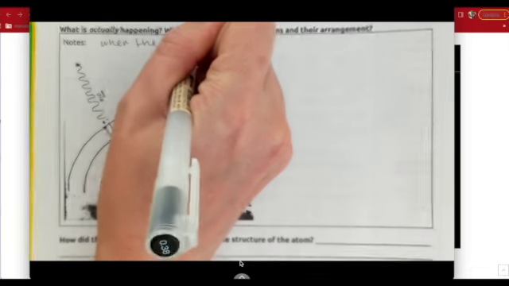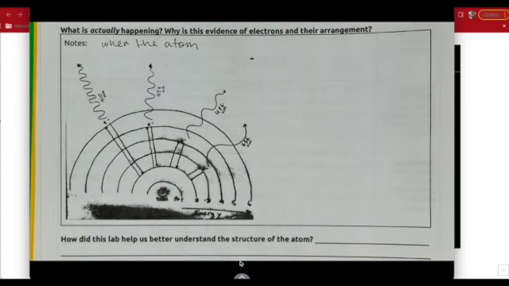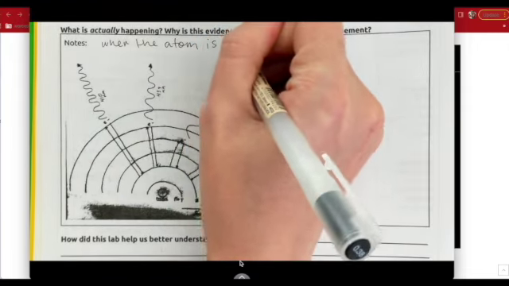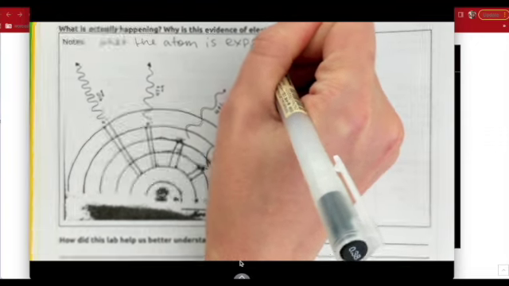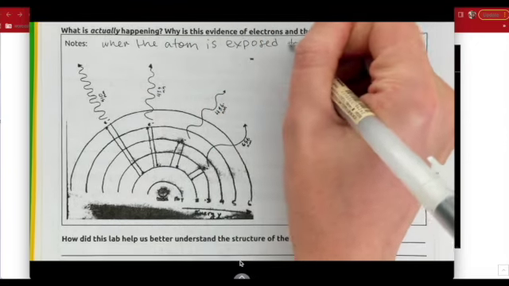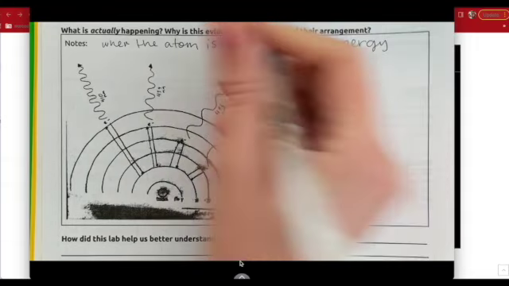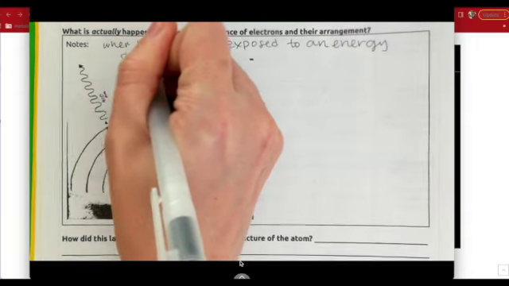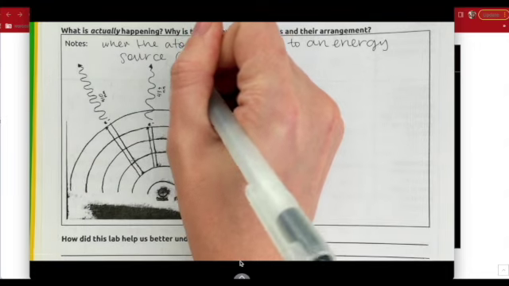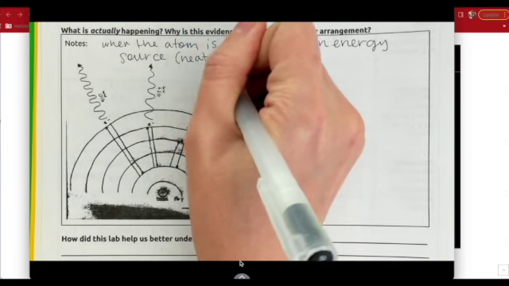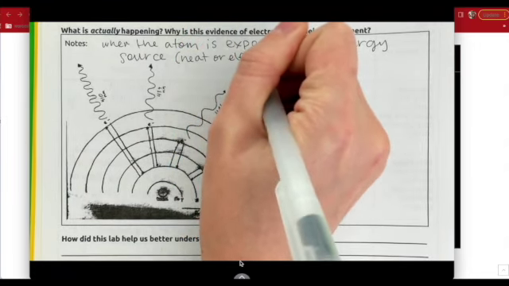And so what actually is happening in this lab is when the atom is exposed to an energy source, we're really talking about heat or electricity, its electrons can absorb that energy and move to a higher level. That's what it's doing. It's taking in that energy, and those electrons are jumping up to a higher level.